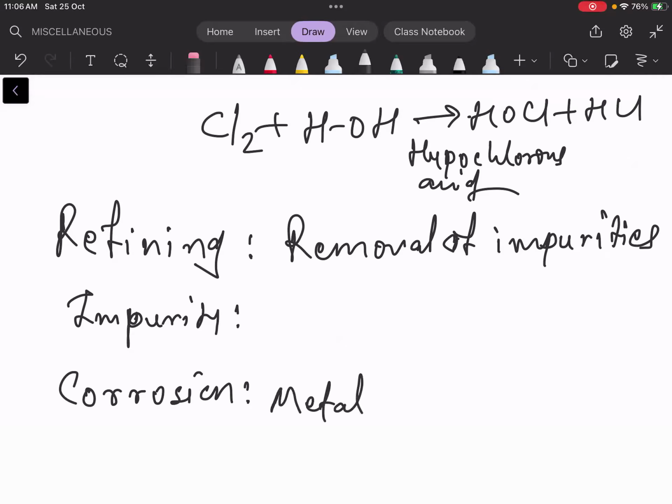Metals combine with oxygen in presence of water. Okay, only oxygen, when it comes in contact with metal, will form its oxide, but it will not undergo corrosion. So it forms metal oxide.